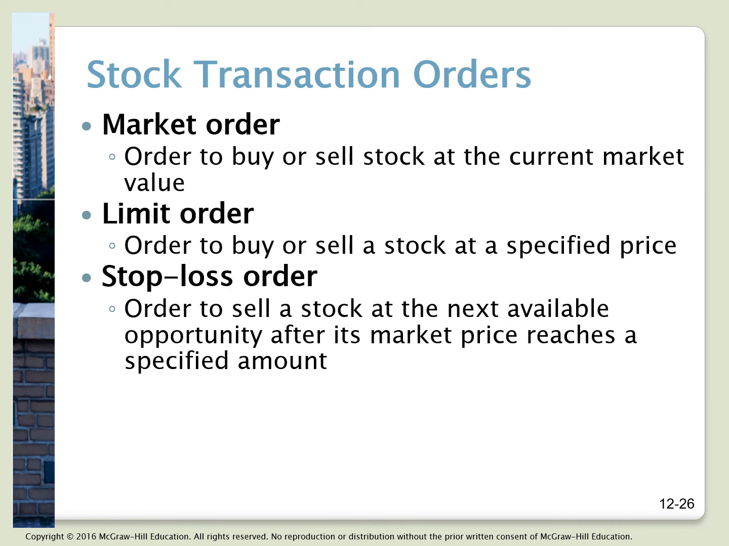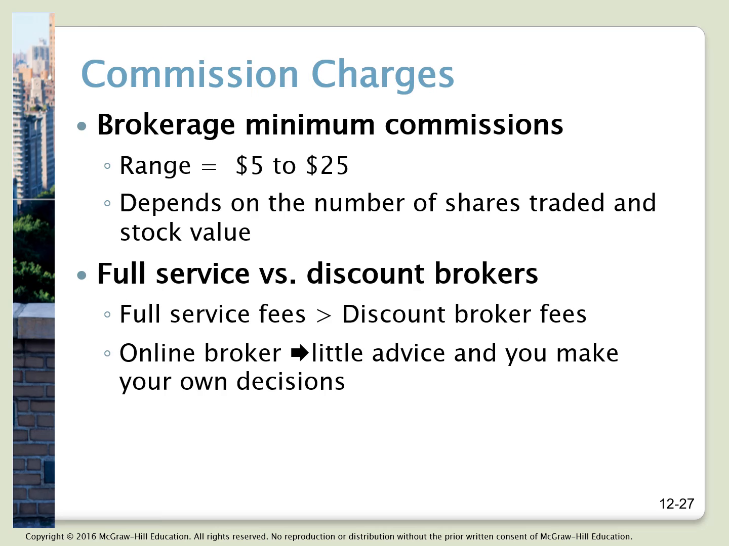Market order to buy or sell a stock at a current market value. Limit order to buy or sell a stock at a specified price, meaning if you're afraid that your stock price may fall below a certain level, you'll have a sell order in, or vice versa. If it falls below a certain point, you may have a buy order in. It all depends on what you have this set at. Stop loss orders to sell stock at the next available opportunity after its market price reaches that specified amount. In case of a free fall market, there's an automatic sell feature that is put into gear.